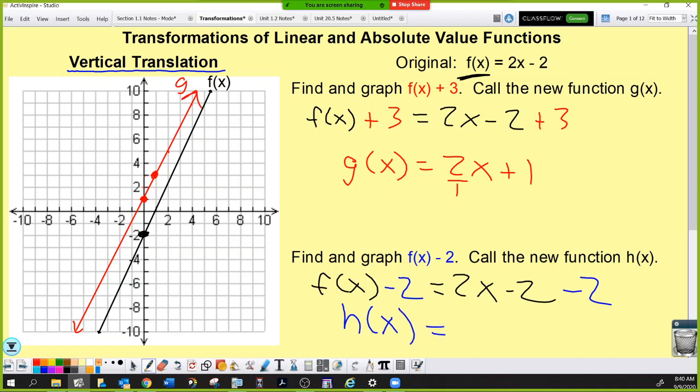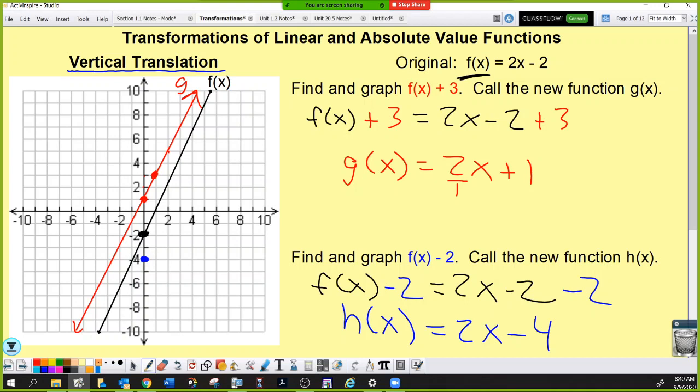And again, on the right side, you're just going to combine your like terms. The negative 2's at the end become a negative 4. Like that. And I will graph h in blue, so it's all color coordinated. H's y-intercept is negative 4. That's down here.